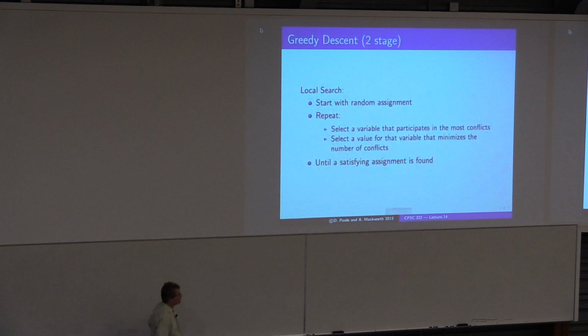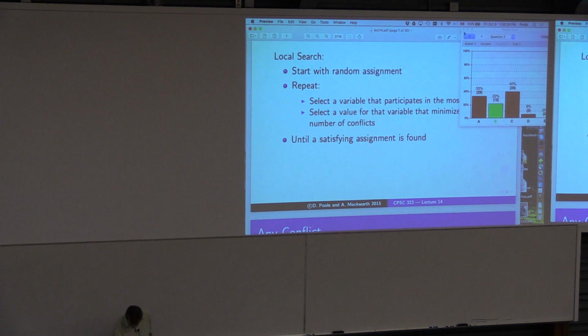So let's do the first one that we did last time, which was greedy descent. We're going to select a variable that participates in the most conflicts, and we're going to select a value for that variable that minimizes the number of conflicts. I'm going to keep going until we find a solution. So let's look at this.